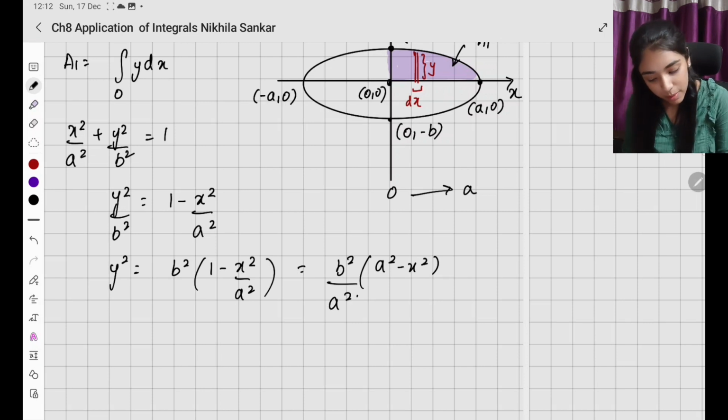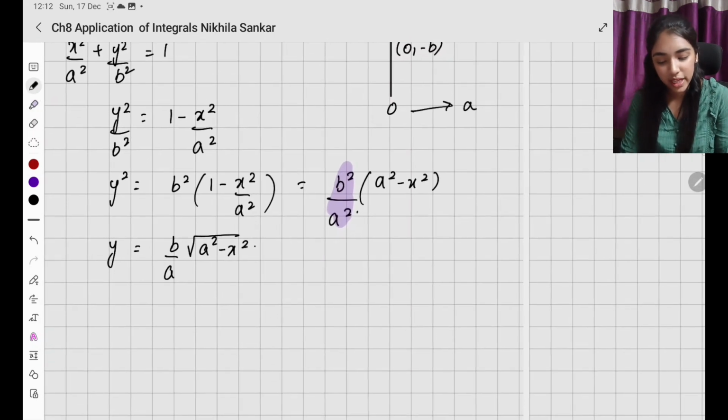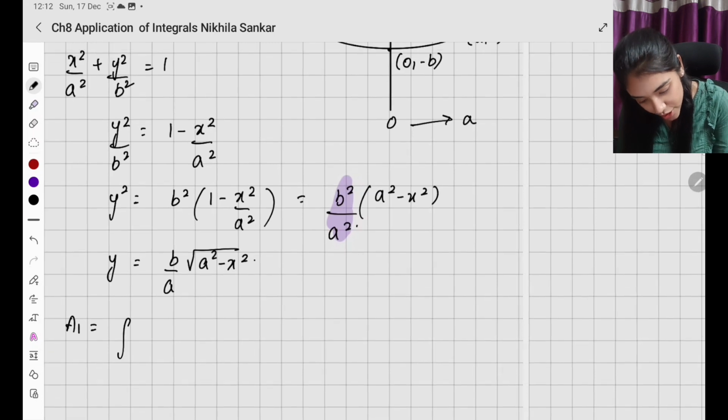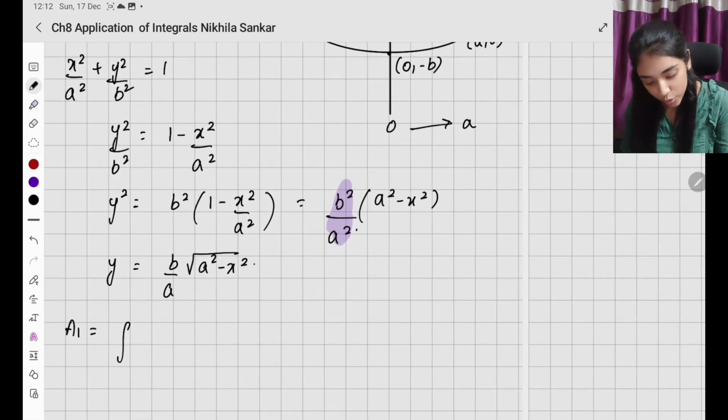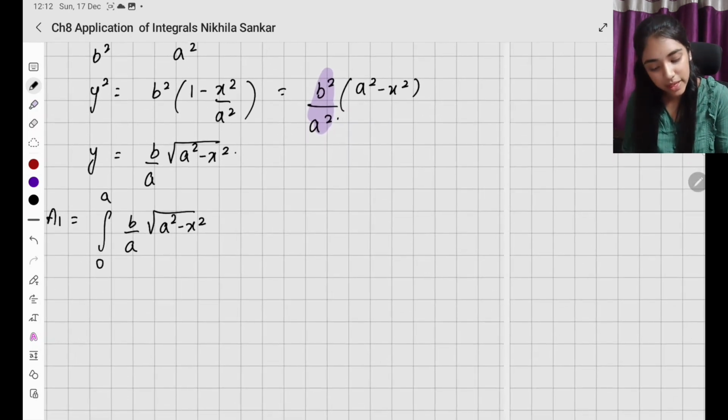Correct? So this is my y square. What is my y now? b divided by a square root of a square minus x square. So this particular term comes outside the square root and becomes b divided by a. Now shall we integrate? So I have A1 equals integration from 0 to a of b by a square root of a square minus x square. So b by a is a constant.